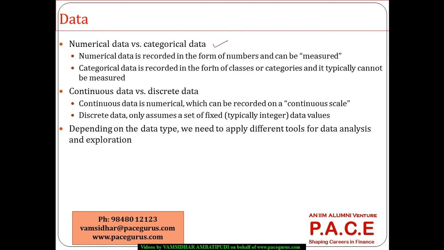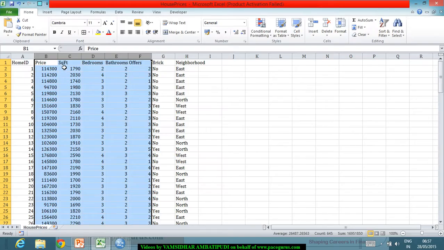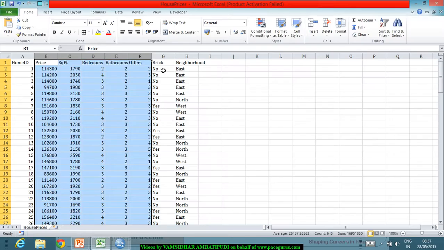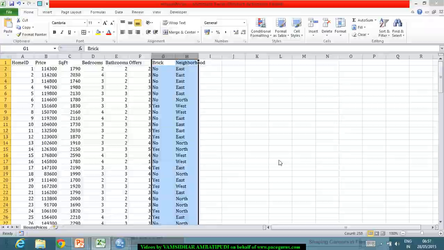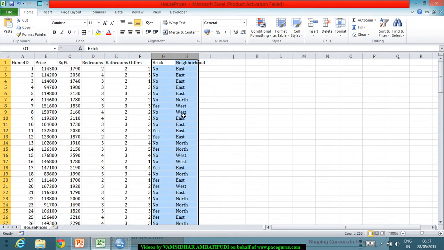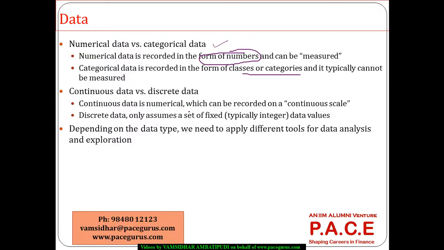Now, if you look at all these fields, most of them are numerical data, because they are recorded in the form of numbers and can be measured. Price, square foot, they can be measured. Whereas these two, I look at as categorical data. It is represented in the form of categories and it's not measured. It's yes, no kind of values, or gender, male, female kind of values. They are different categories. It can't be measured.